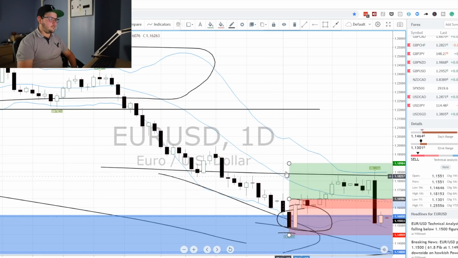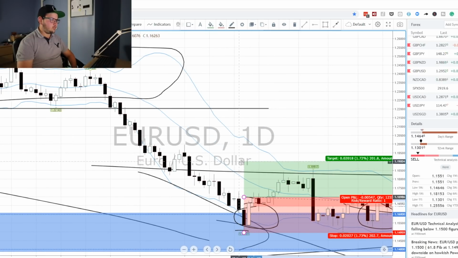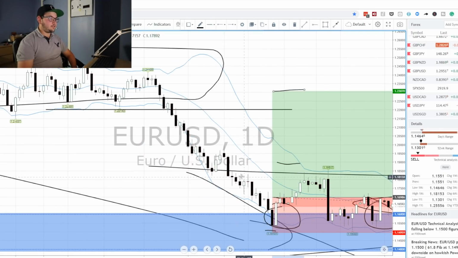And then reward to risk of, we'll do 1 to 1 first. So 1 over here. And then we'll do 1 at 3 to 1. And that is how the trades turn out.